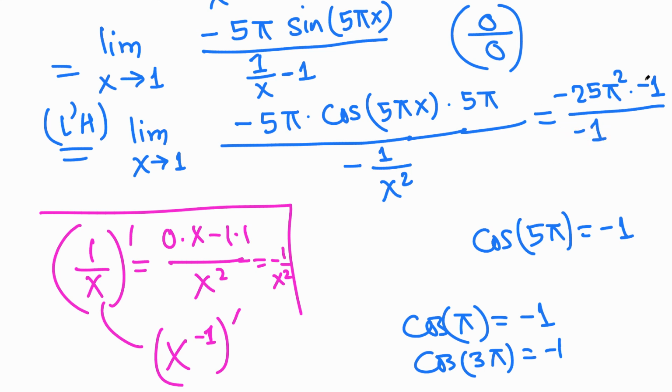So we have a negative times a negative, which is positive. But there is a negative sign in front, so that negative in front doesn't count. So 25 pi squared. That's the final answer. Okay.